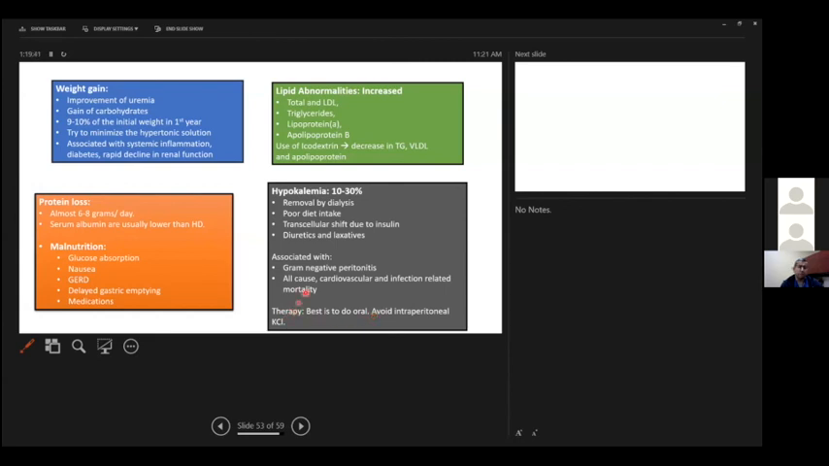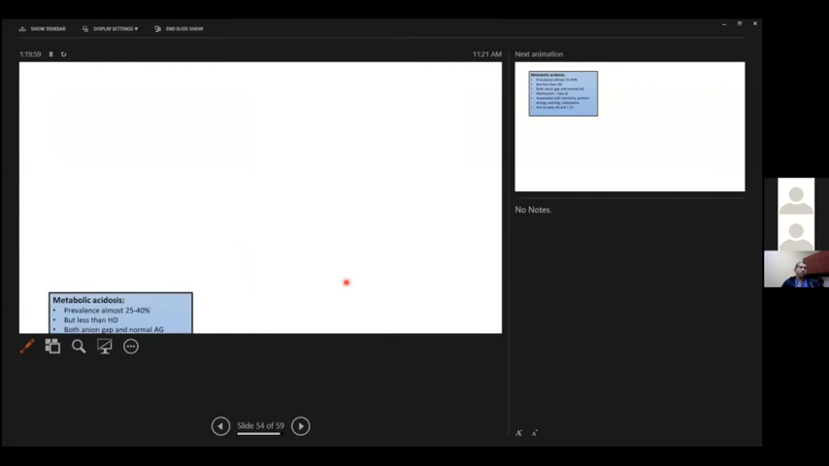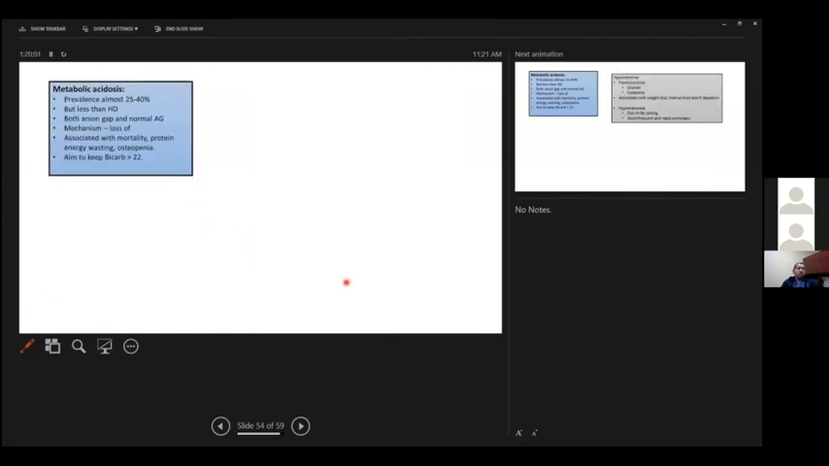Now, if the patient is hypokalemic and you start treating it, it actually doesn't have any effect on mortality. We may think that treating hypokalemia is better, but it has not been shown to have any effect on mortality. The levels of hypokalemia can be 2.8, 2.9, or 3, 3.1 as well. The other thing you can get is metabolic acidosis, which can be both anion gap and normal anion gap, and is associated with other cases.